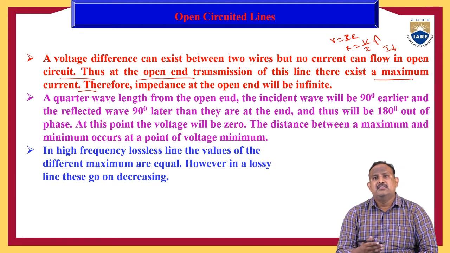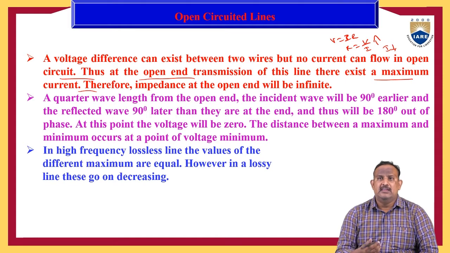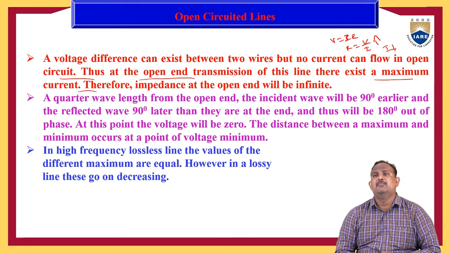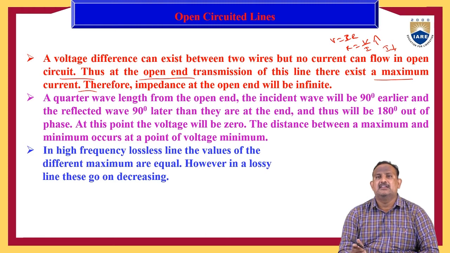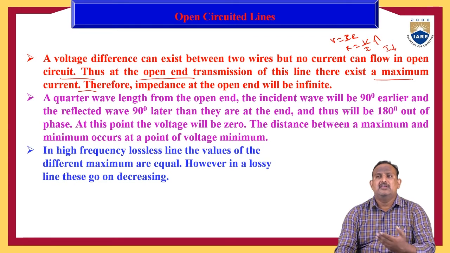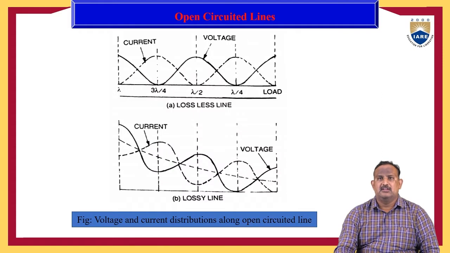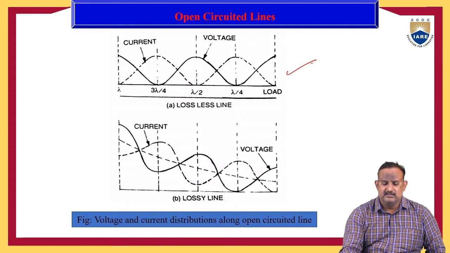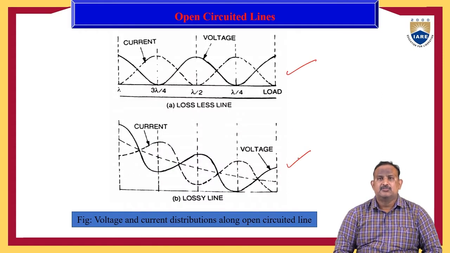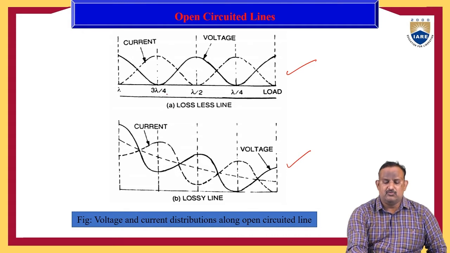Now, a quarter wavelength from the open end, the incident wave will be 90 degrees earlier and the reflected wave will be 90 degrees later than they are at the end. And thus, there is a total of 180 degrees out of phase between the input and output. So here is a lossless line and a lossy transmission line, a quarter wavelength line.